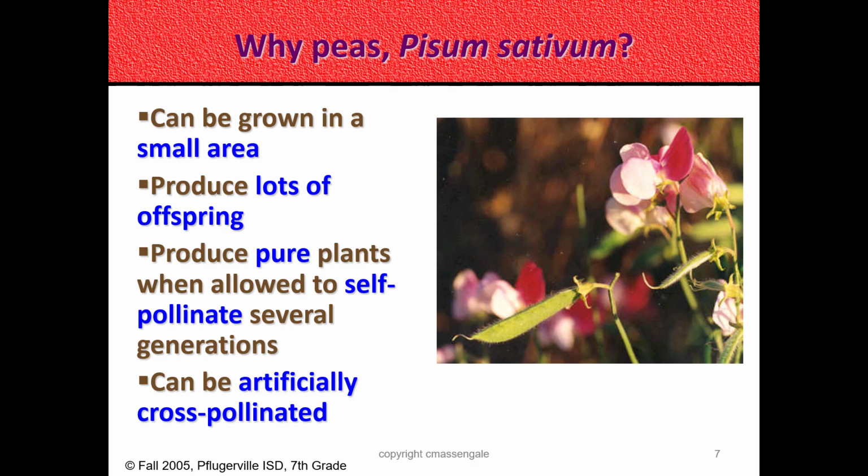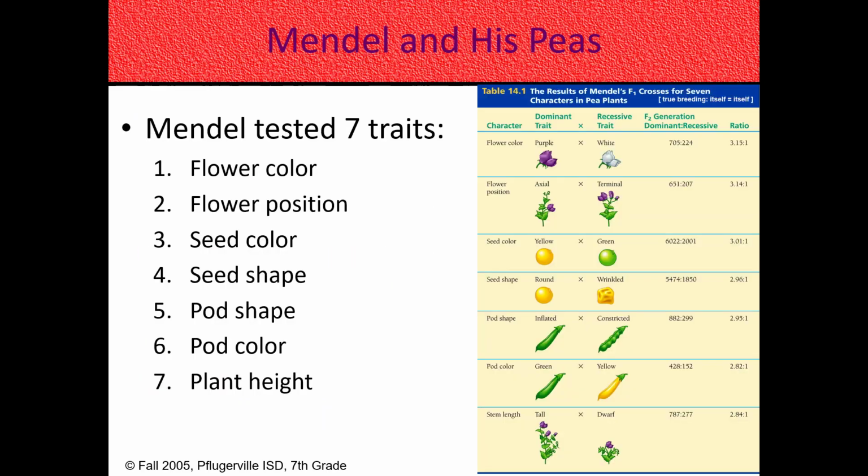And they can also be artificially cross-pollinated. You can take a little cotton swab and rub it on one plant's flower and then rub it on the other plant's flower and kind of pretend like you're the bee. And so it makes it very easy to control who is reproducing with whom. And so that's the benefit of peas.